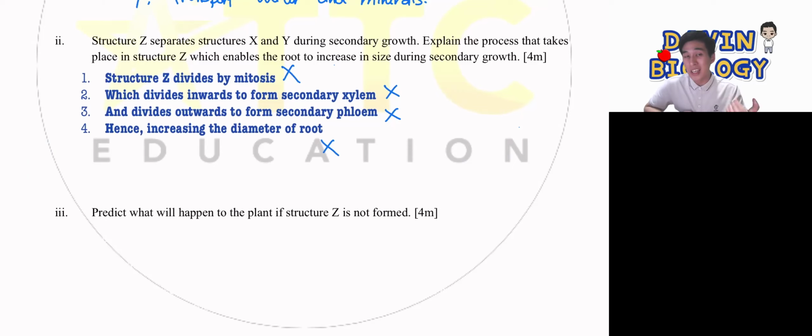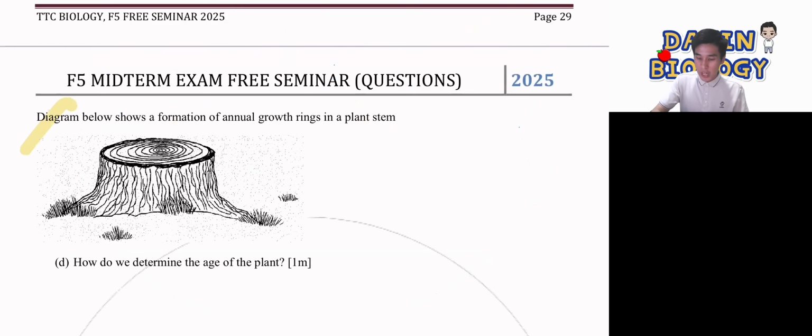How do we determine the age of the plant? They already mentioned here the annual growth rate. If you don't know what that is, it's basically the rings on the cross section of the stem. Now, first you've got to remember, from young, you've probably heard before, you can count the rings of the stem to determine the age.